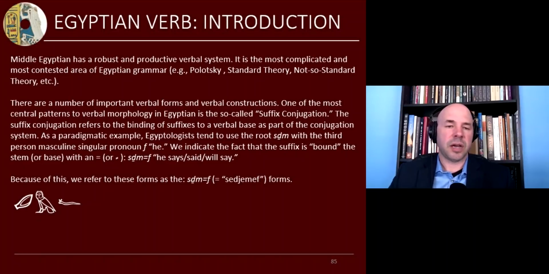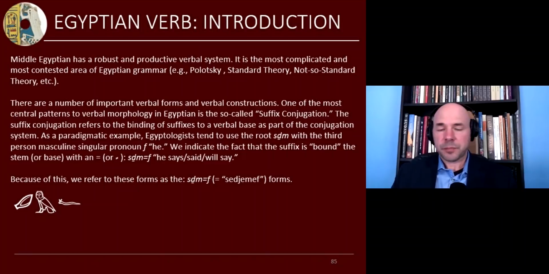And so that's what you see at the bottom there. This is the root sejam, which just means to hear, and then the little horned viper is the pronoun, so that's the F sound. So that's why we call it the sejamef, because this root sejam was used by a number of Egyptologists for many years as the paradigmatic example, right? It's a strong verb. You have three strong consonants in it, and they use it as the paradigmatic verb. So we often call these the sejamef forms, and depending on who you are, you may believe in one or more of these forms in the system.